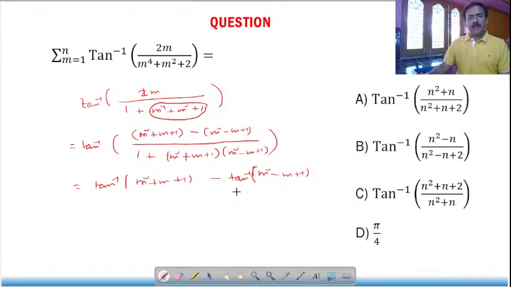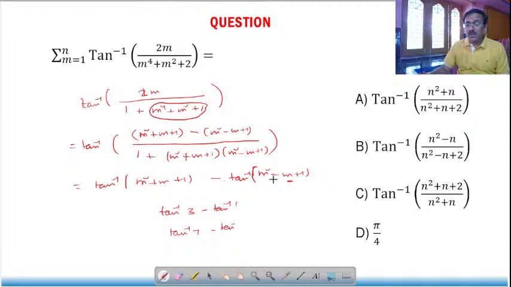Now, you see, this is the method of differences that we see in sequence and series. In place of m, if you write m plus 1, you will get this. Put m is equal to 1. What will you get? Tan inverse of 3 minus tan inverse 1. Put m is equal to 2. Tan inverse of 7 minus tan inverse of 2.